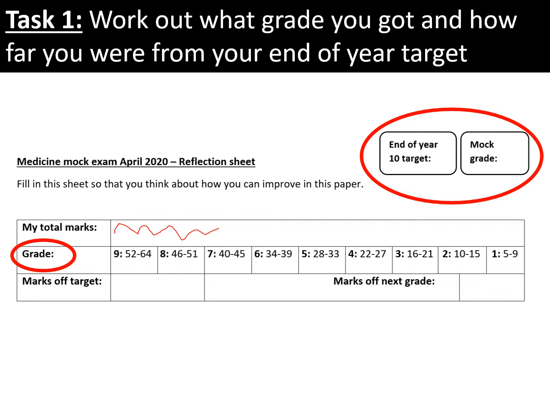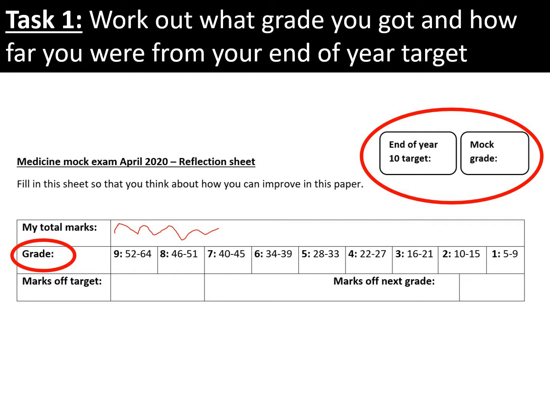So circle which one applies to you. So let's say you got 12. You'd be between 10 and 15 marks, so you'd have got a 2. Okay, if you want to be really specific, you can do plus or minus. So like if I got 34, I got a 6 minus because I just got a 6.